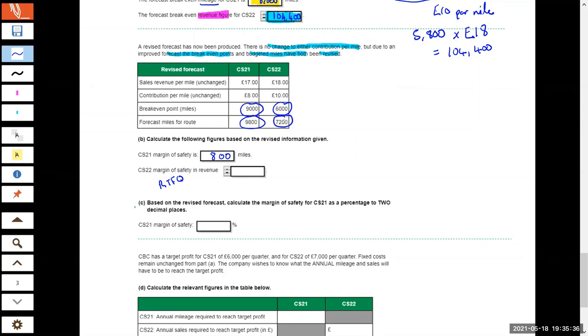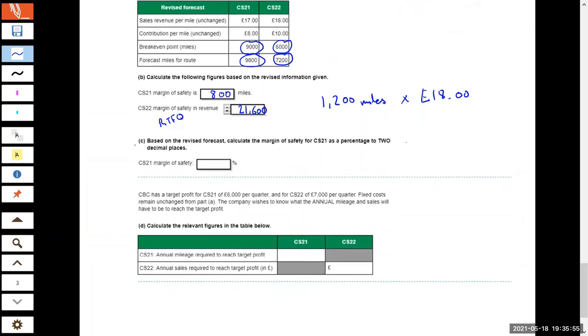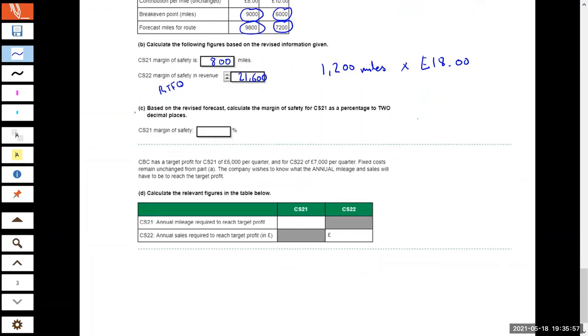Okay, so the break-even point is 6,000. We go 1,200 miles beyond this at £18 a mile, as Sophia knows all about. And that comes out to 21,600. So this is brilliant. We're flying through this question in plenty of time.